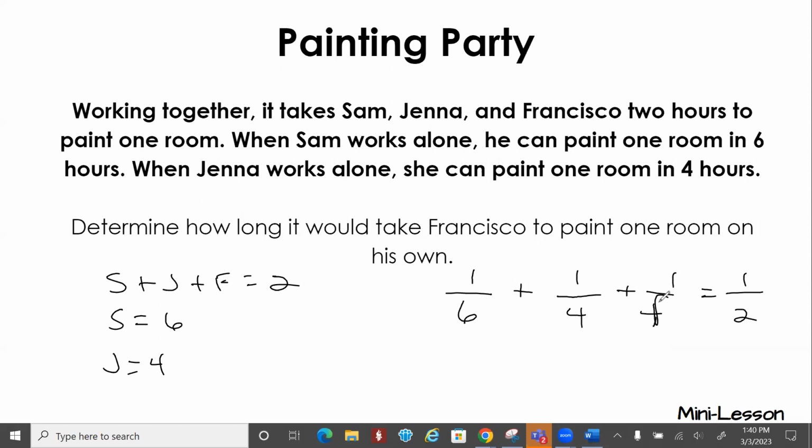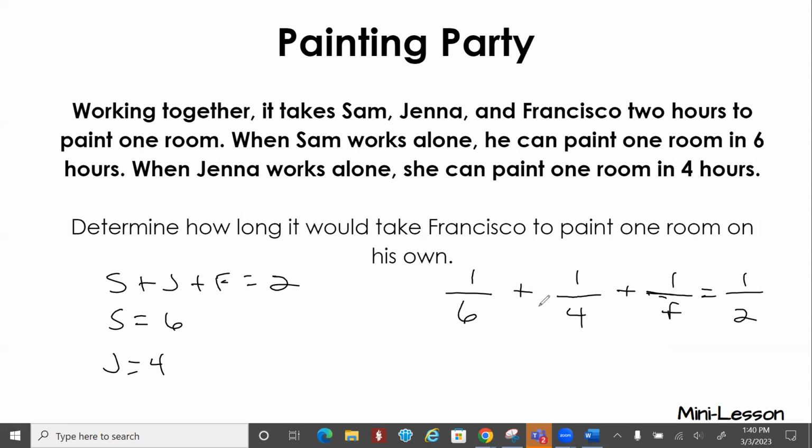That's an F, so sorry. Because it's one room in 6 hours. Yeah, and since we're dealing with rational functions, it's gotta have the variable on the bottom. Okay, so now we're gonna solve this.